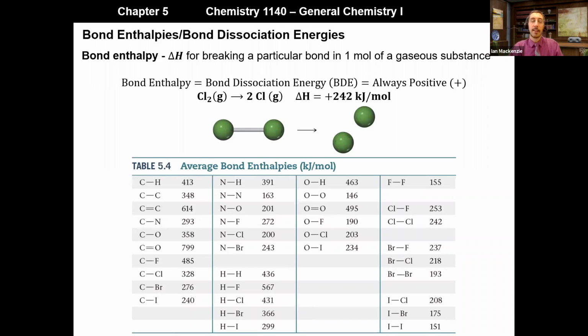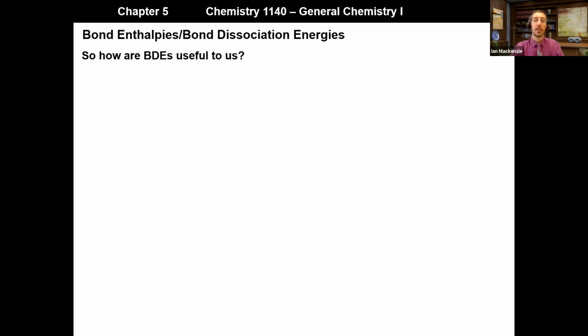And just like heats of formation, bond dissociation energies, or bond enthalpies, are tabulated heavily. So there are many tables that have bond dissociation energies for single, double, even triple bonds between many different types of elements. So then, just like the question with heats of formation or enthalpies of formation, how are BDEs useful to us? How are bond enthalpies used in calculating the enthalpy for a reaction?